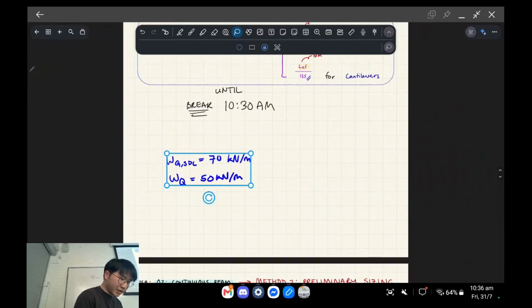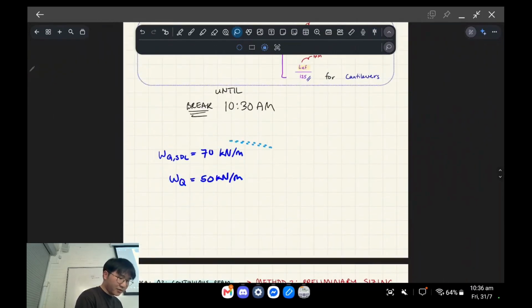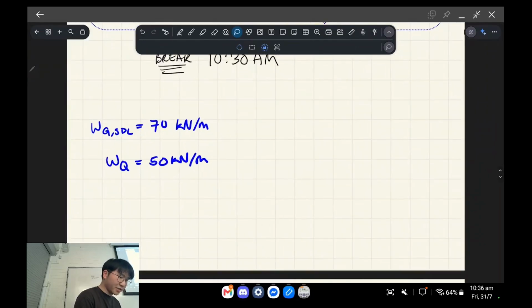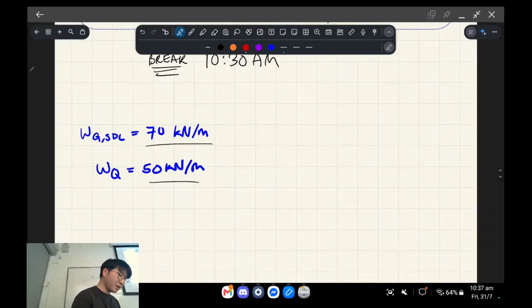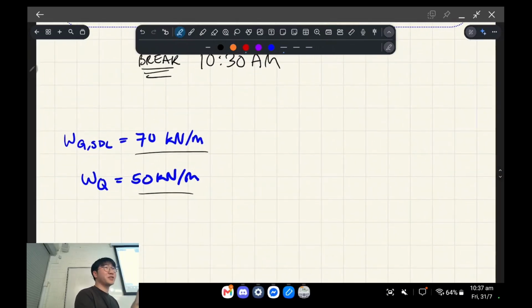Since you guys are undergrad students, and not seasoned structural designers, these numbers don't really mean anything. Like 70 kilonewtons per meter or 50 kilonewtons per meter, that's an arbitrary number that they just came up with for the purpose of this question. So I want you to think about how big this number is in reality. I want you to physically ground yourself with this number. This is a really, really large number.